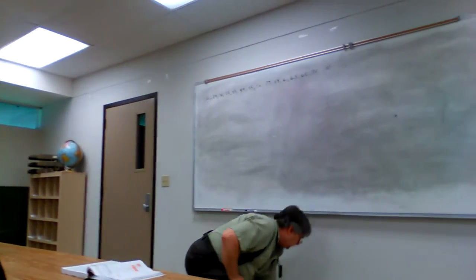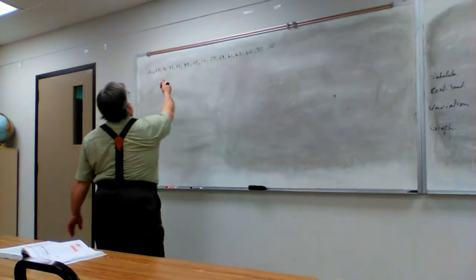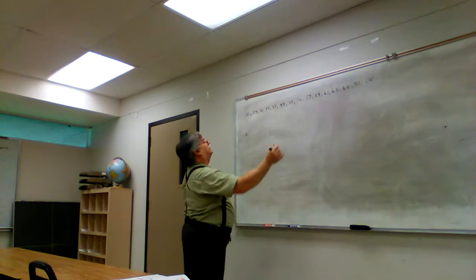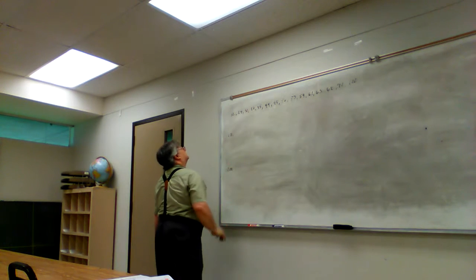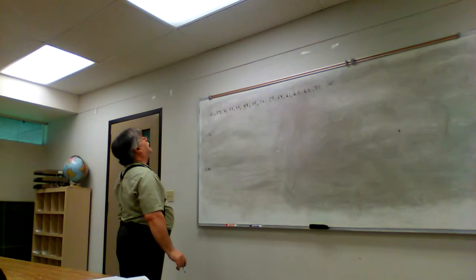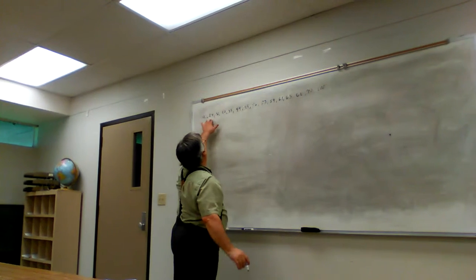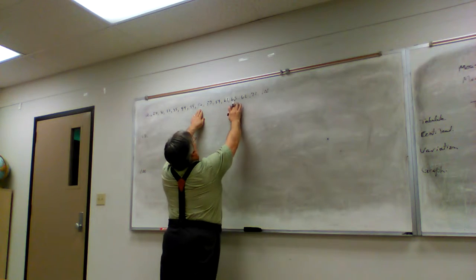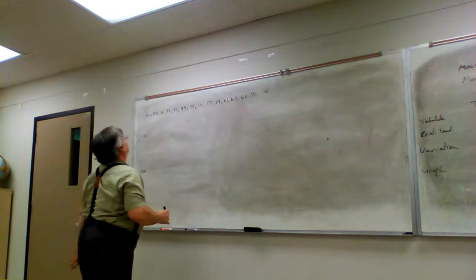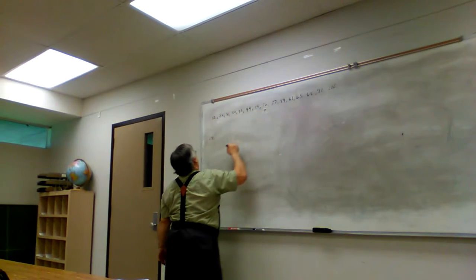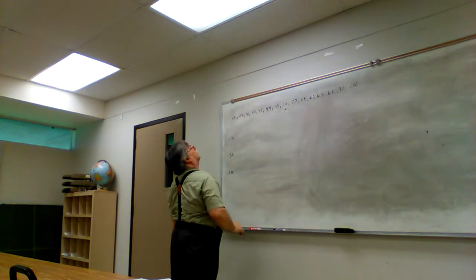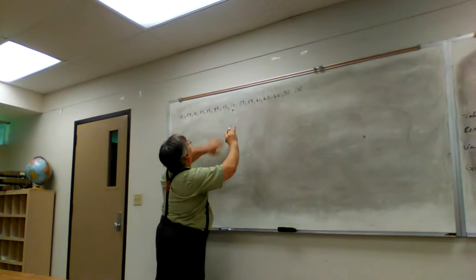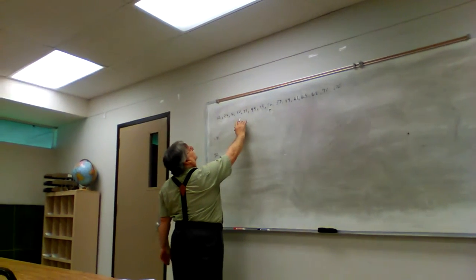Okay, so our 5-number summary. Lowest is 12. The highest is 100. The median is 56. That leaves 1, 2, 3, 4, 5, 6, 7 below 56.